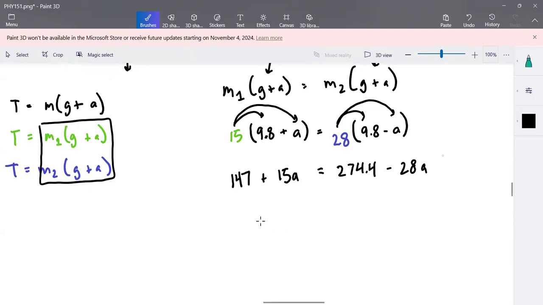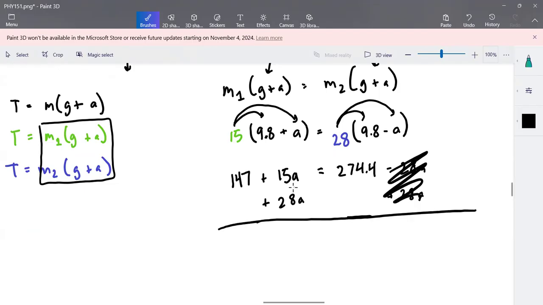And the whole thing we're doing here is we're solving for the acceleration of the system. How fast are these two masses moving over that pulley? So I need to solve for A. And the first thing I'm going to do is add 28A to both sides of this equation.